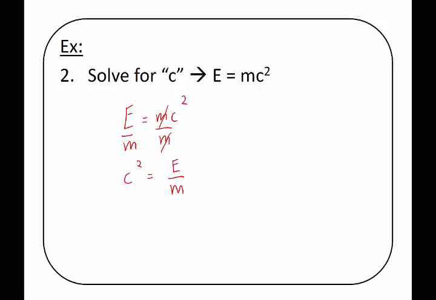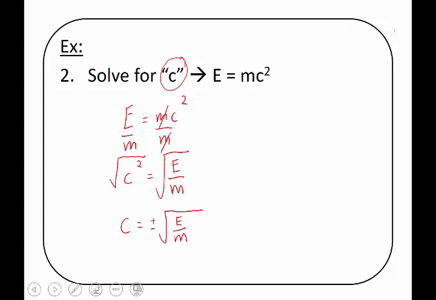Now the only thing about this is we're not looking for c squared, we're looking for just c. And again, if you remember back to previous math courses, to get rid of a squared, we just take the square root and we just do the same to both sides. Square root of c squared leaves us with just c. And on the other side of the equation, we have the square root. Remember, we always have to consider when we do a square root a plus or minus E over m. And there is c solved for in E equals mc squared.